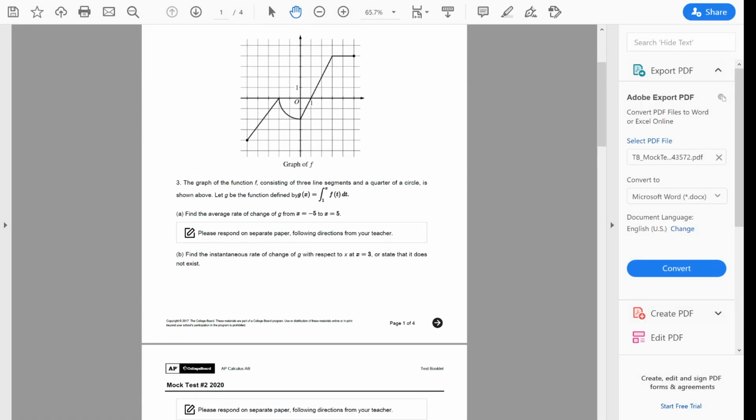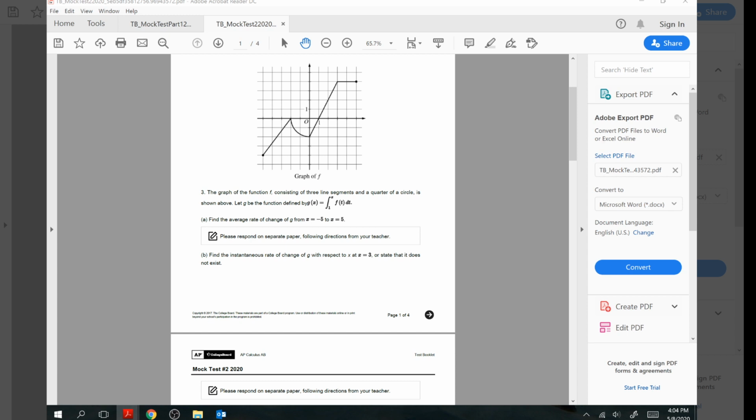Find the instantaneous rate of change of g with respect to x at x equals 3, or state that it does not exist. A ton of people said it doesn't exist because that's a cusp. But that's f again, and this is asking about g. The derivative of g is f. So it's just the value of the graph at that point, which is 4. And that was B.